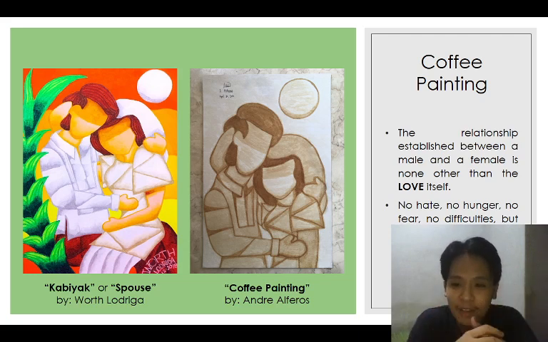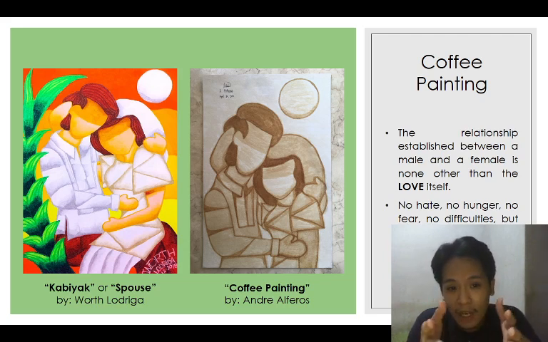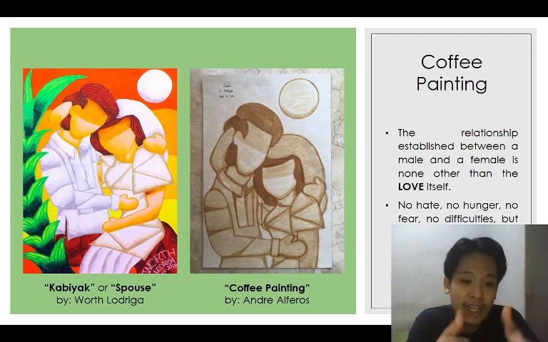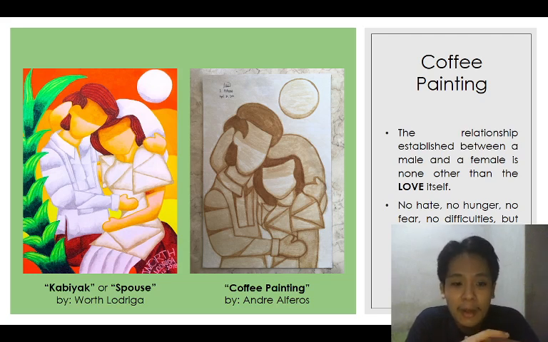I love this coffee painting because even though it took a long time, I'm happy with the results. What I did is get Worth Lodriga's kabiyak, or spouse, so it became my inspiration. If you know Worth Lodriga, he is the Promel child on commercials, the small child. As you can see, this is my version of the coffee painting, somehow good, I guess, not bad since I am not very practiced on this type of technique, but still that's the best that I could give. From here, love is what we see, and we really need it, especially this time of pandemic, because with that love, as you can see, no hate, no hunger, no difficulties, and just pure love.